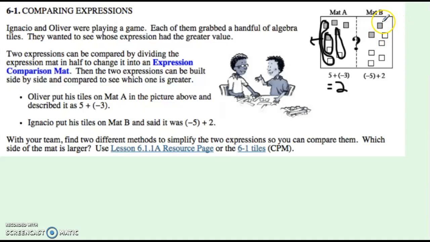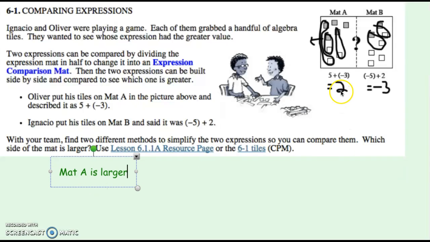And then on mat B, this creates a zero pair. And then I have another zero pair here. And then I'm left with 3 negatives. So I see mat A is equal to 2 and mat B is equal to -3. So then we can decide for our answer to our question that mat A is larger because +2 is greater than -3. So make sure you have those zero pairs drawn on your own resource page.